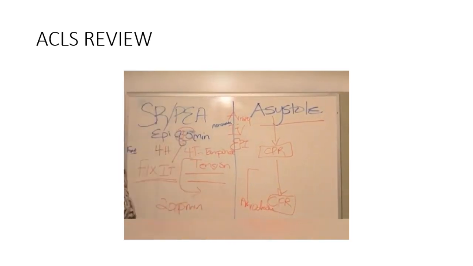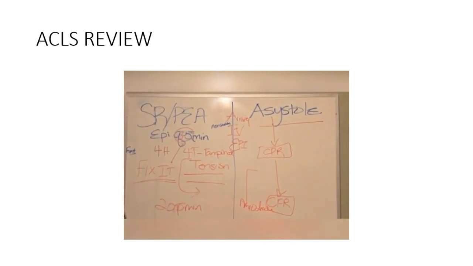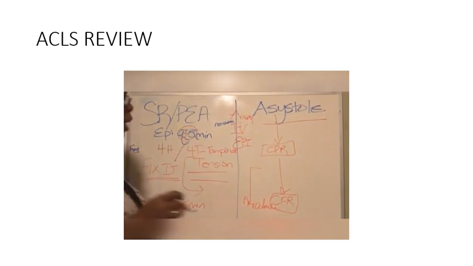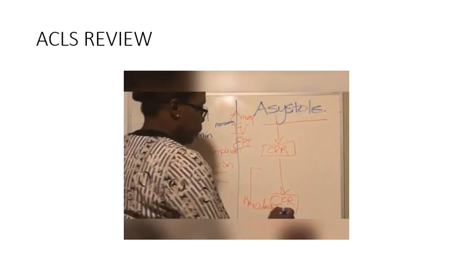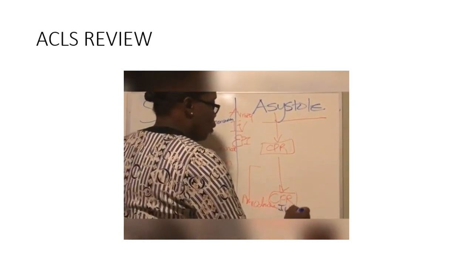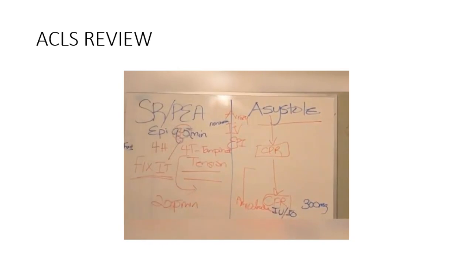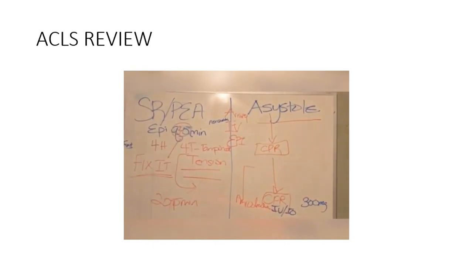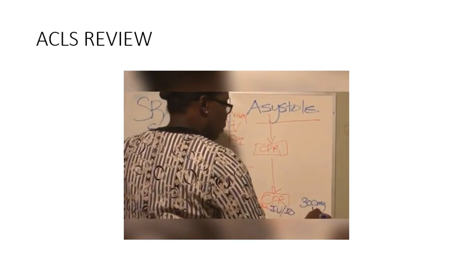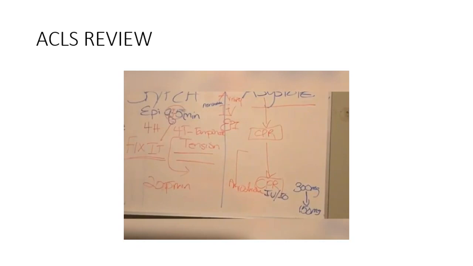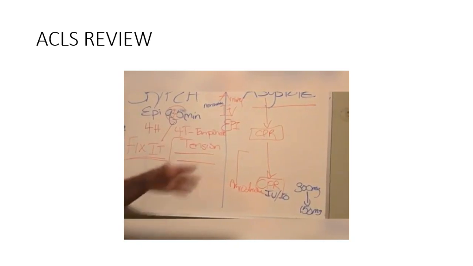Remember, with amiodarone, you have a standard dosage. You can go IV or IO, intraosseous. If you're going to give it, you're going to give 300 milligrams first. IV or intraosseous, you want to give 300 milligrams first. If you don't have any changes, the heart rate doesn't come back, you want to go ahead and do a second dose, which would be 150 milligrams. Okay? So that is very simple.